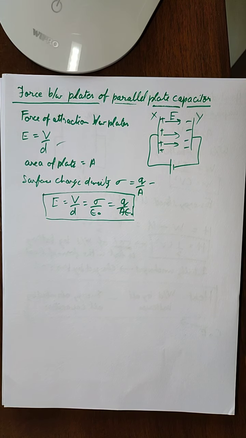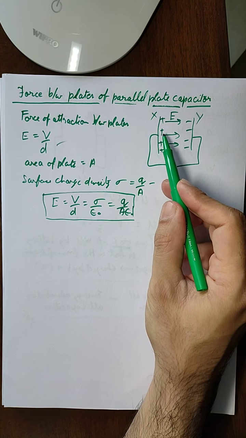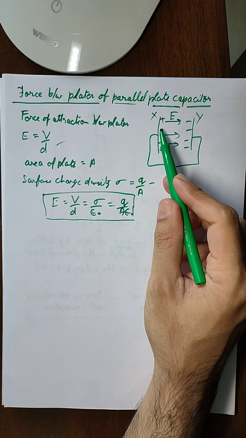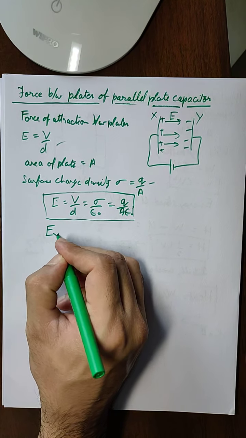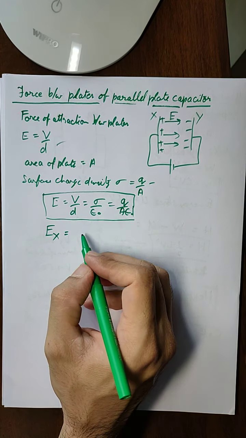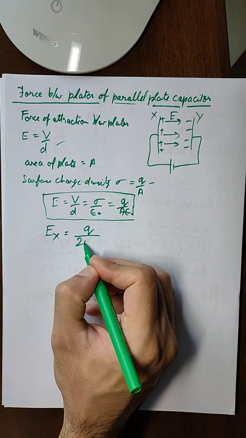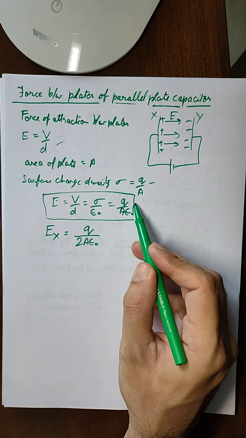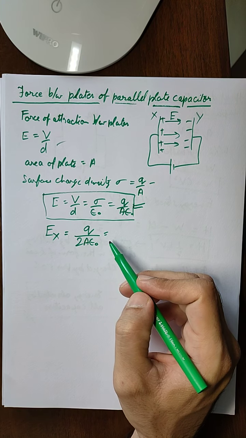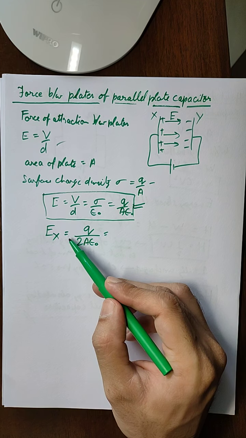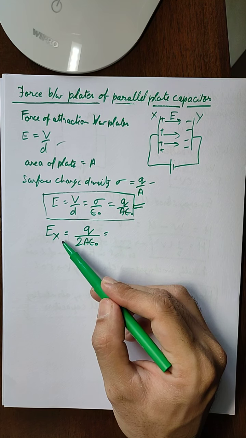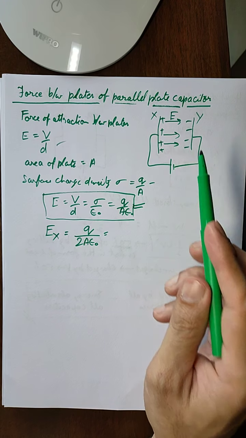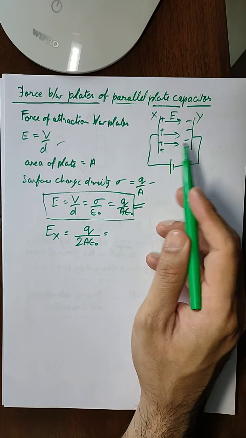So if we calculate the electric field due to one plate only, suppose X, the electric field only due to X will be equal to Q upon 2A epsilon naught. We have done this derivation. Now if we compare this form and this form, then we can easily deduce that the electric field intensity due to one plate only is half of the total electric field. That means every plate is contributing half of it.